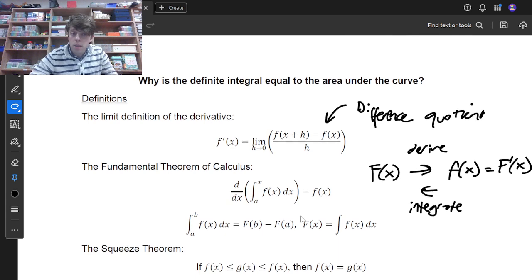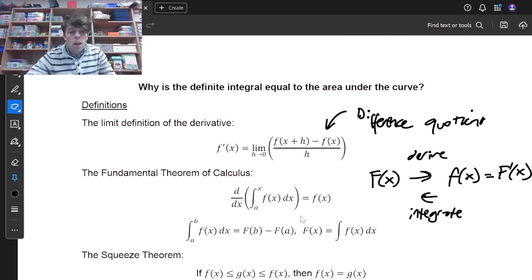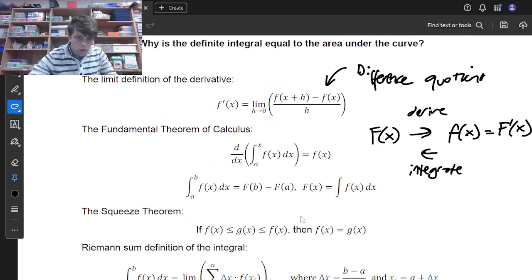This one here is something that you have not learnt in class, but it should make sense to you. So the idea is if there is some function g of x, and it is always greater than or equal to f of x, and also always less than or equal to f of x, then f of x and g of x must be the same thing. So you can think about this as it's squeezed in from either side.